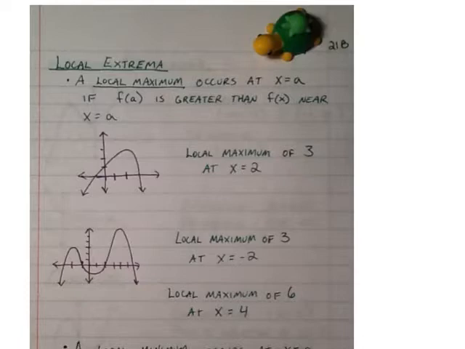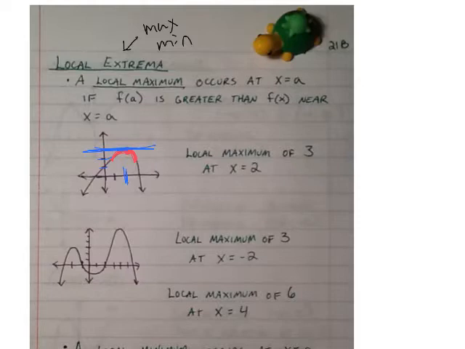The next term that we should know is local extrema, and the local extrema can actually be broken down into local maximum and local minimum. A local max occurs at x equals a if f of a is greater than f of x near that point. So in our first example, we have a local maximum right here, and as you can see, that's kind of a high point in the curve. So we say we have a local max of 3 at the value x equals 2.